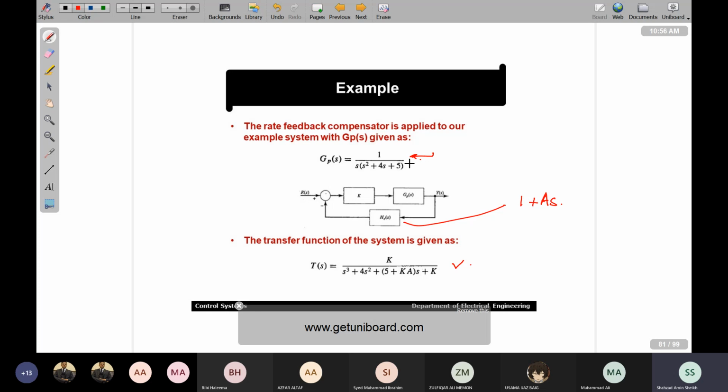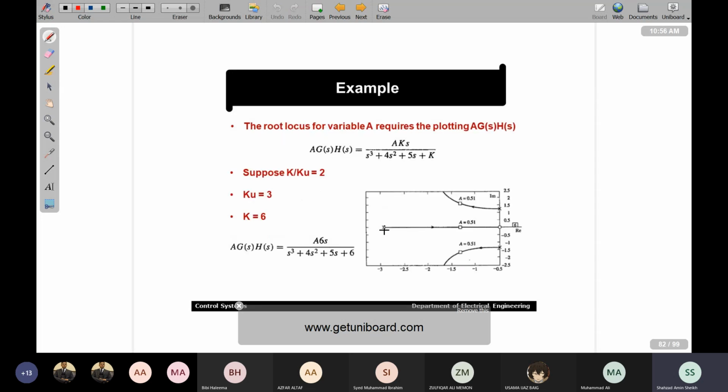So there is no problem from moving from this step to this step, because you are just getting a solution of this closed loop negative feedback block diagram. Now we will be looking for the root locus. We will be finding out the root locus for this A G(s) H(s).